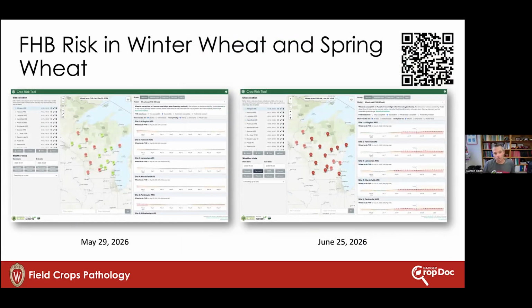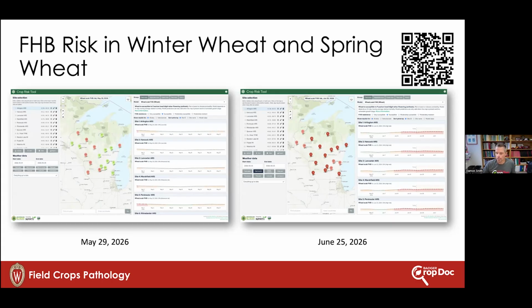Here's that FHB risk. I'm just comparing, at least in south central Wisconsin, a lot of the anthesis was happening right around that last week of May. May 29th is where we had anthesis at Arlington. You can see much of the state was either low or maybe moderate in terms of head scab risk. That's changed quite a bit in the last month.